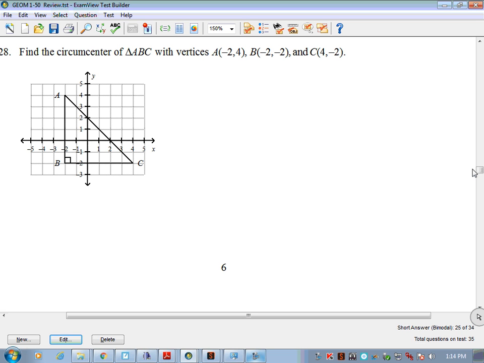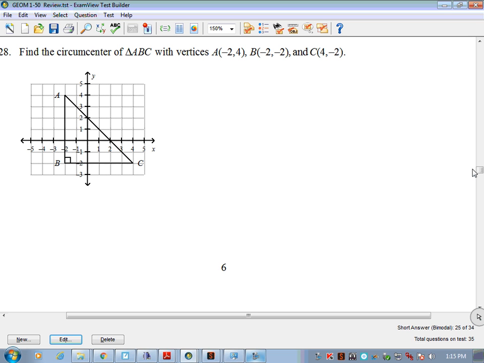Find the circumcenter of triangle ABC with these vertices. Question number 28. These are perpendicular bisectors of triangles.